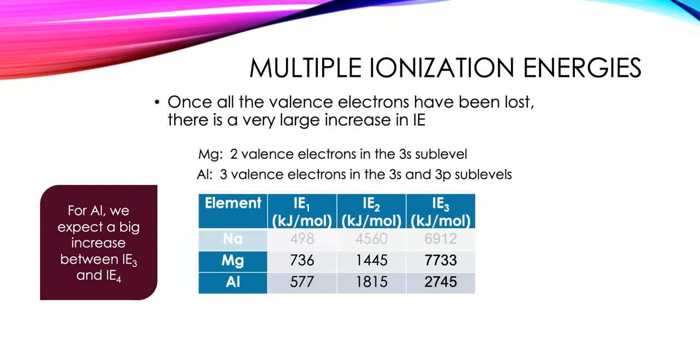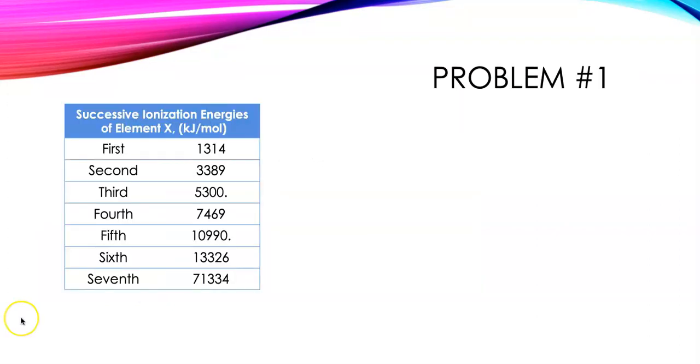Now, we don't have that data, but it is quite a bit bigger, because now we're having to remove an electron from the 2p sublevel. We can use this kind of reasoning, where we're looking for big changes in successive ionization energies, to figure out the number of valence electrons to solve several different kinds of problems. Here's the first one we'll do together.